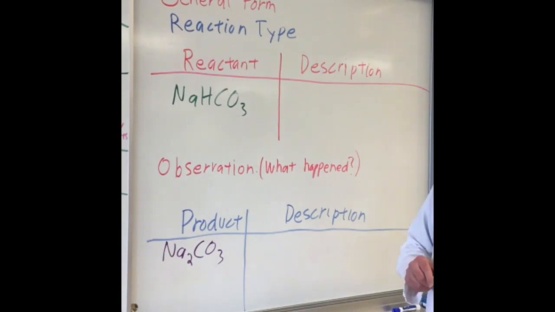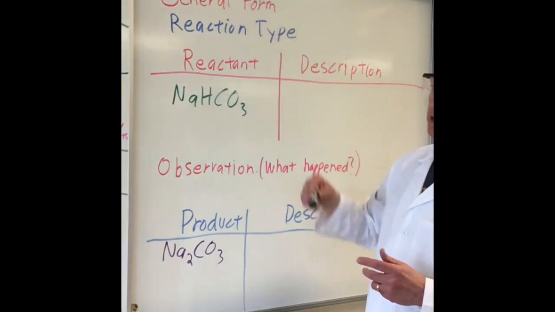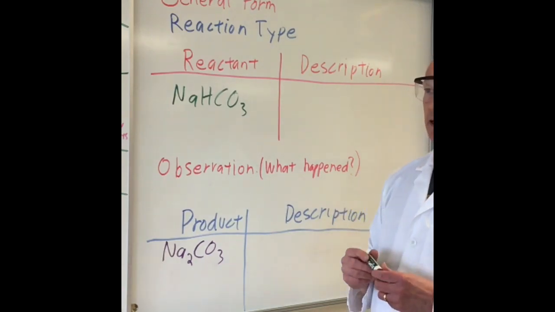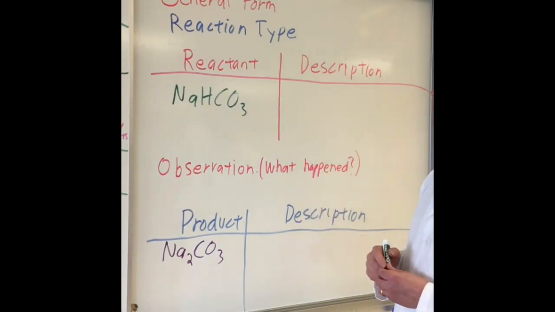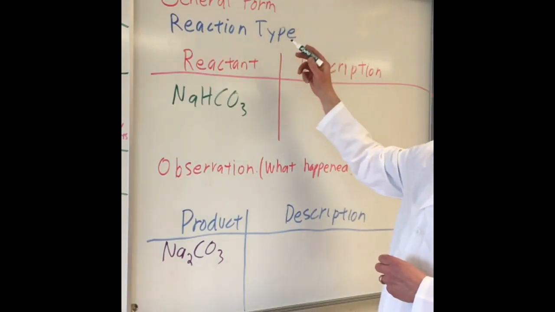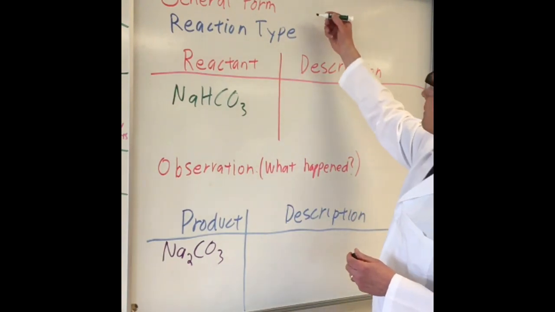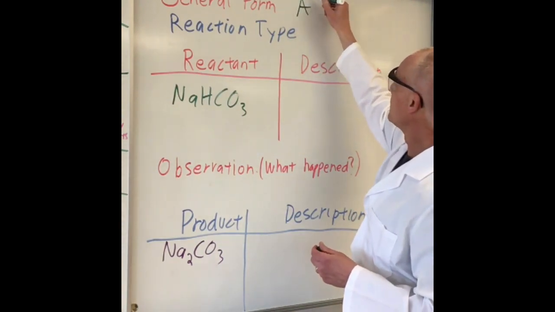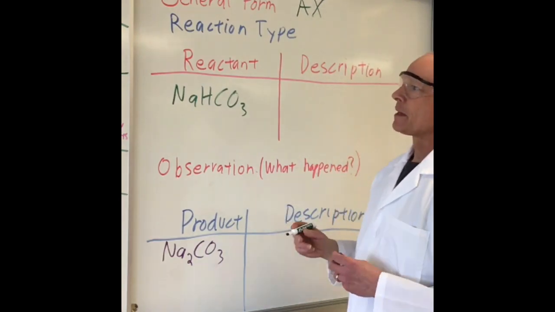So let's take a look at this experiment. We have one reactant, NaHCO3. This is baking soda. Hopefully you're familiar with baking soda. You use it in the kitchen for baking. So we have one reactant. So the general form then, for this reaction here, we have one thing that we're starting with. So one thing that we're starting with, we can just call it AX.